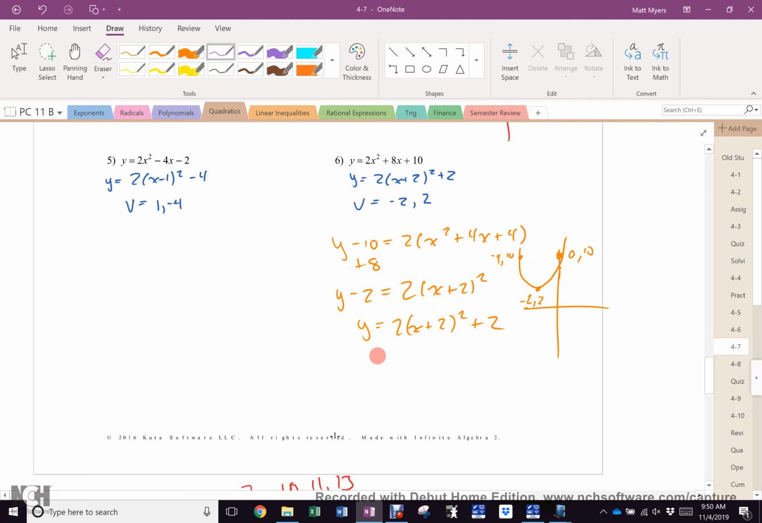And then x equals -8 over 2 times 2, which is -8 over 4, which is -2. -2 squared is 4. 2 times 4 is 8. 8 minus 16 is -8. -8 plus 10 is +2.